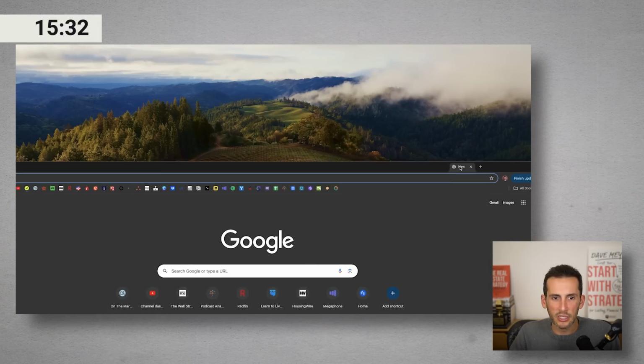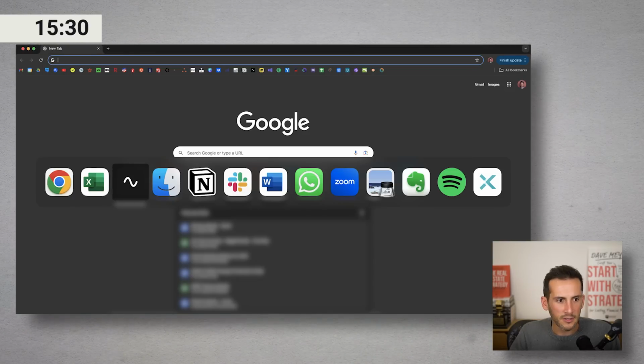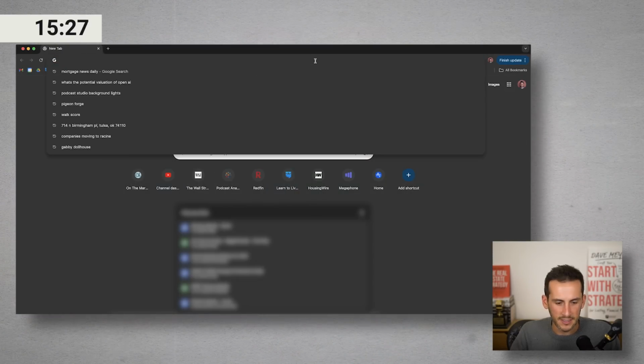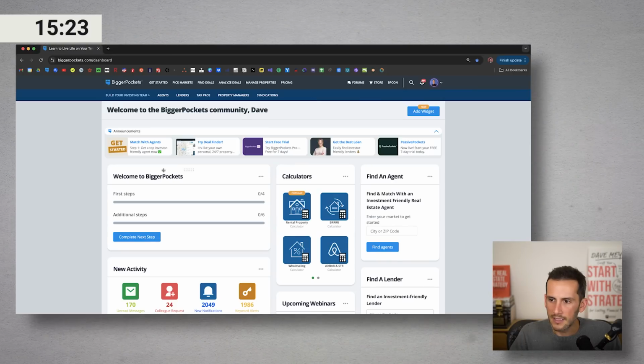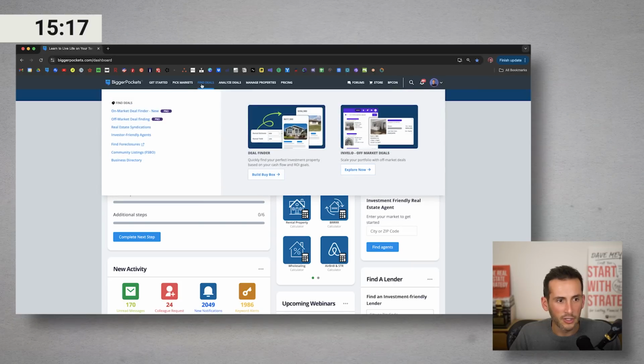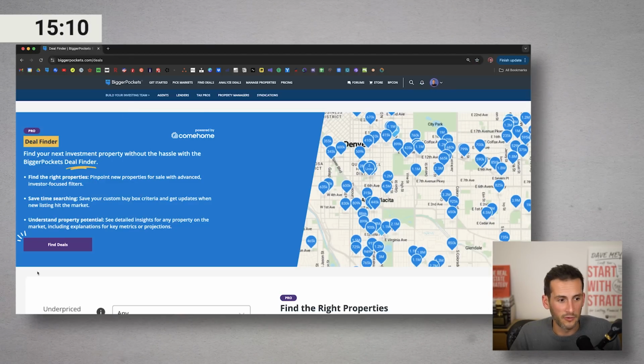So the next thing I'm going to do is I'll just pull this over here for us all to see. I'm just going to go to BiggerPockets.com. And here we go. And we are going to just go to analyze deals, and I'm going to go to find deals and I'm going to go to on market deal finder. Again, I'm trying to just find an on market cash flowing deal.